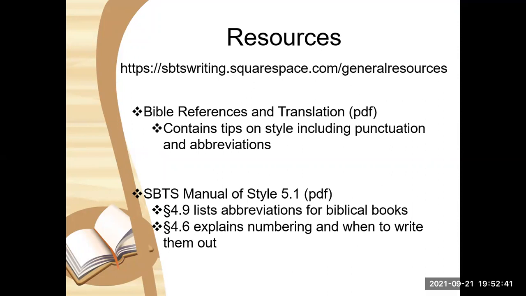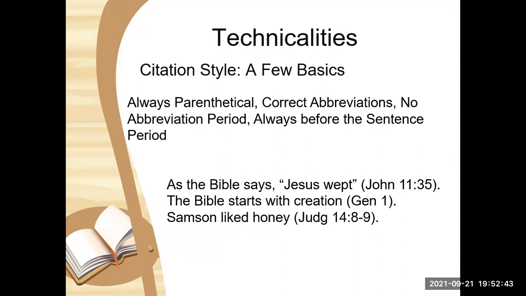Moving on from resources to technicalities, I'm first starting with citation style and a few basics. This one is really obvious, which is why I put them all together up here at the top. For biblical abbreviations, always parenthetical, always make sure you're using the correct abbreviation. There's no abbreviation period, and you always want to put it before the sentence period.